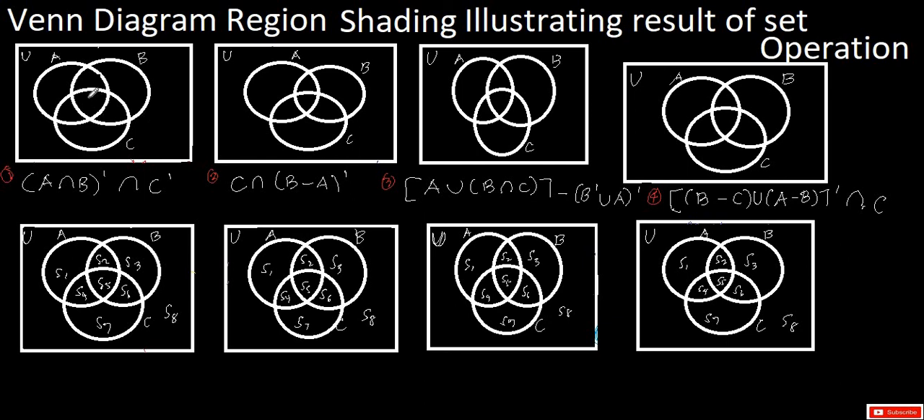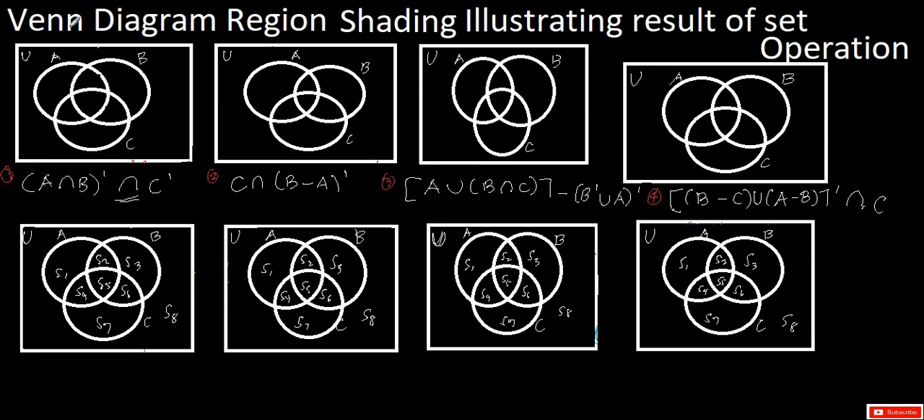This video is the second part, the challenge part of my video, Venn diagram region shading illustrating result of set operation. Okay, let's start answering number 1. The given in number 1 is the complement of the intersection of sets A and B, intersection with the complement of set C. Okay, the main operation here is the intersection.